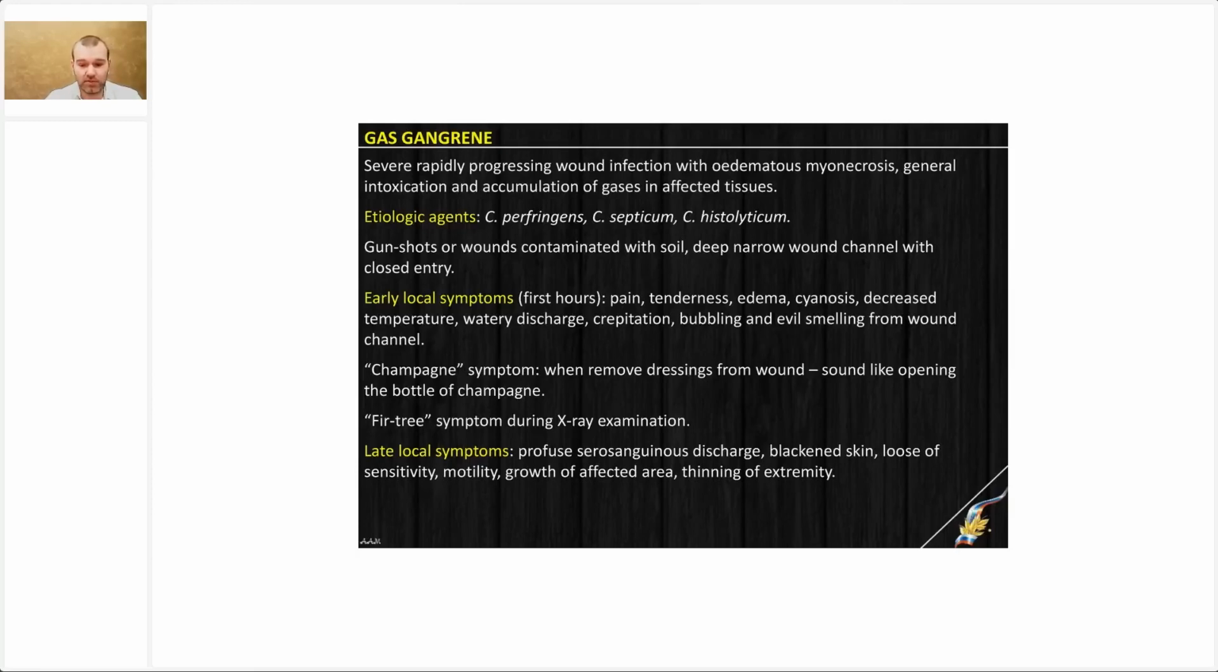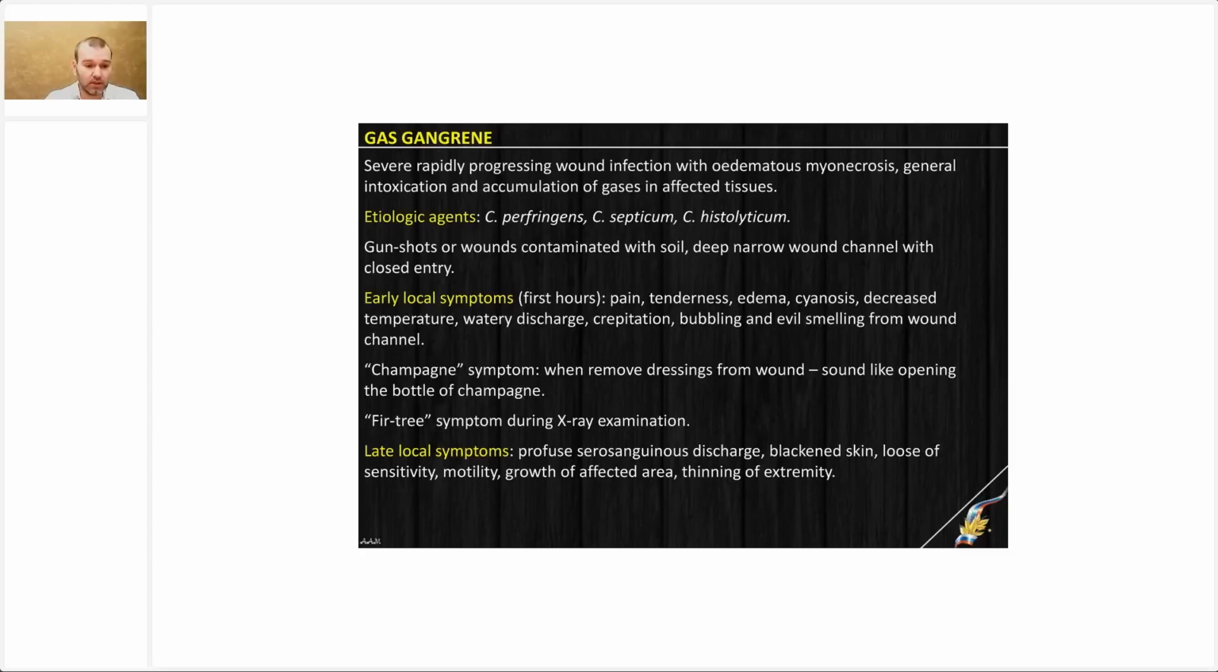And usually the symptom is unique for gas gangrene. If you perform an X-ray examination of the affected extremity, in the next slide I will show you that picture. We have that filtry symptom. Accumulation of gas will give a unique appearance of muscles. Muscle fibers will be located separately, and a layer of gas is identified between the fibers of the muscles, and it looks like a tree with branches.